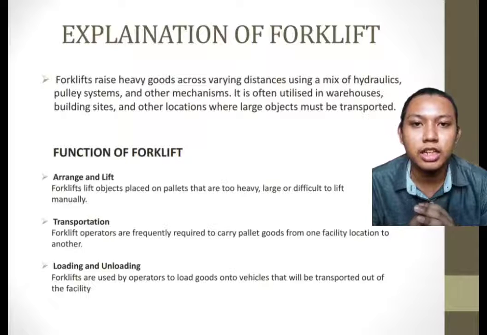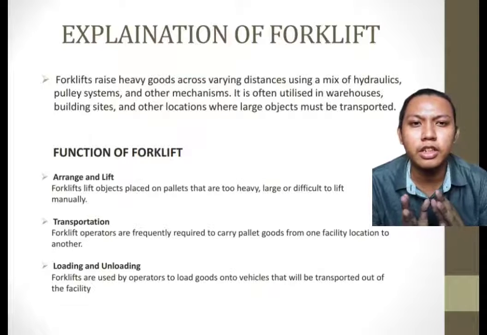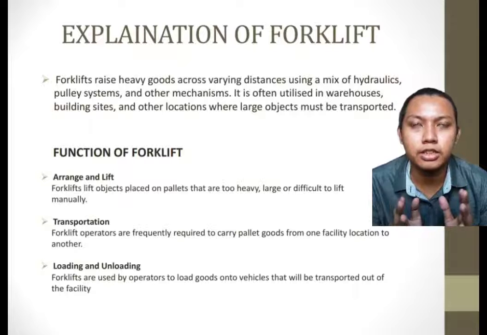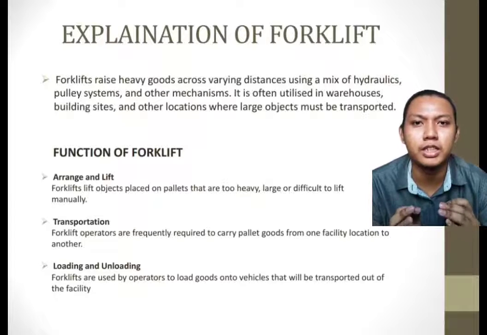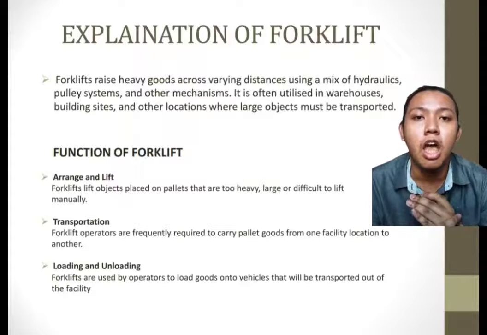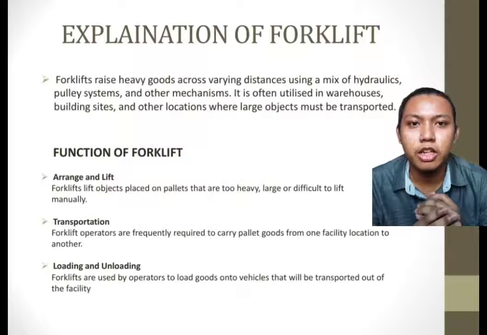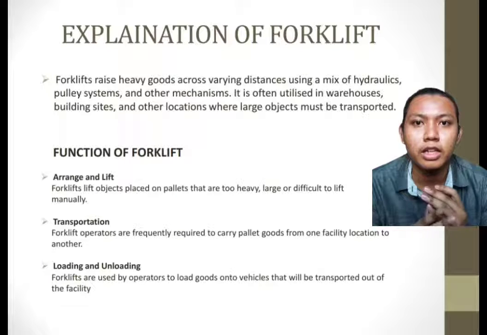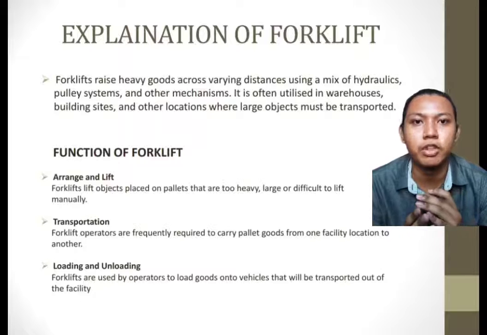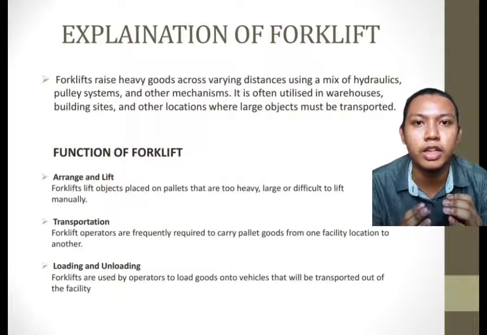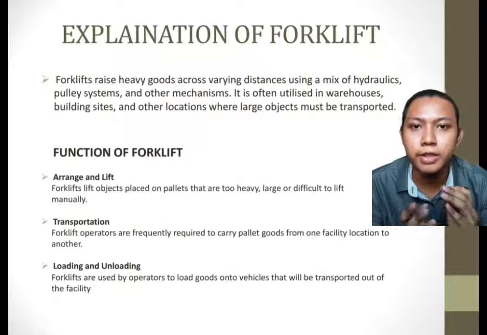First function is forklift arrange and lift. Forklifts lift objects placed on pallets that are too heavy, large, or difficult to lift manually. Pallets are compact platforms on which goods are placed individually or in groups. They have a rectangular aperture where two steel pole forks on the forklift fit. These forks can be modified to fit through various sizes of pallet openings.